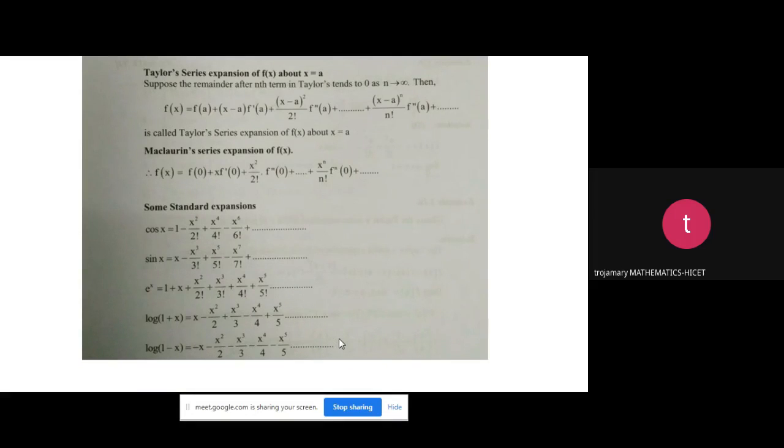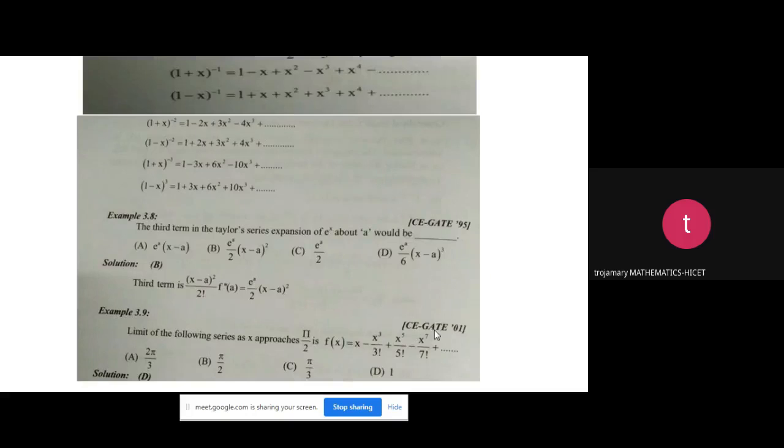So sin x expansion is x minus x cube by 3 factorial plus x power 5 by 5 factorial minus x power 7 by 7 factorial, etc. So in this problem, f of x equals sin x. Is it clear? So now the limit approaches sin x at x equal to pi by 2, which is 1. So sin pi by 2 equals 1. So the answer is 1. Okay.